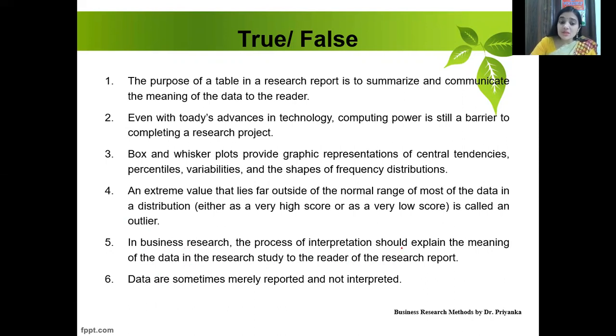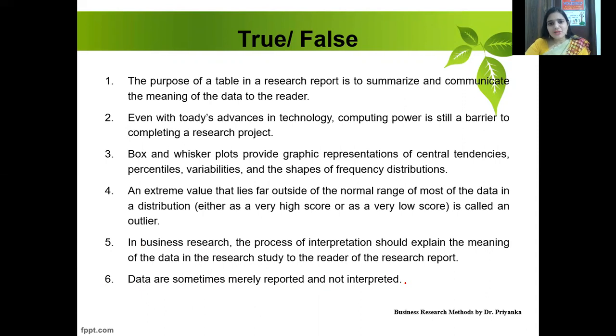In business research, the process of interpretation should actually explain all the meaning of all the available data in the report, in the research study, and all kinds of variables you have used in the study. So that is true. Last is, data are sometimes merely reported and not interpreted. Yes, it happens. In most of the research studies, you will see people just report the data and do not interpret them. Sometimes data is like that.